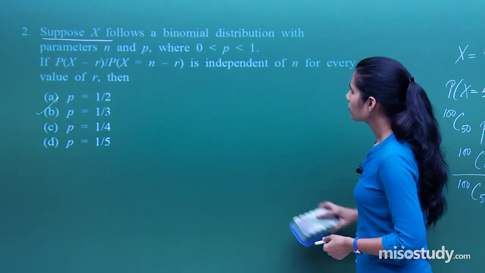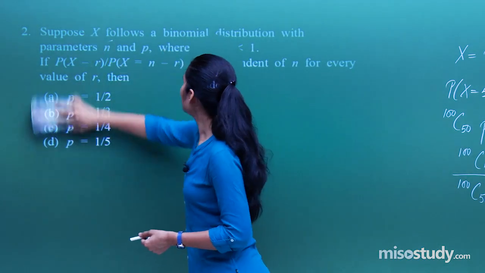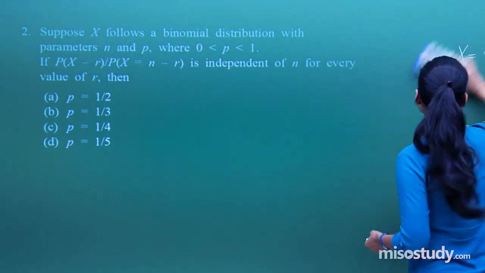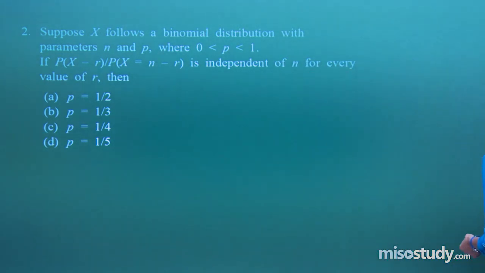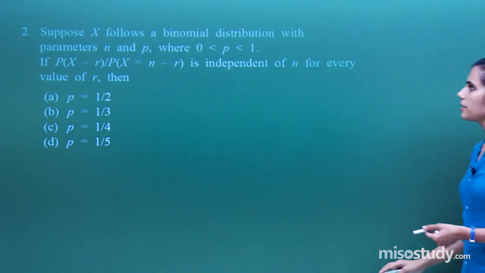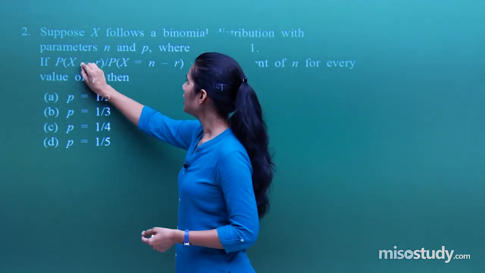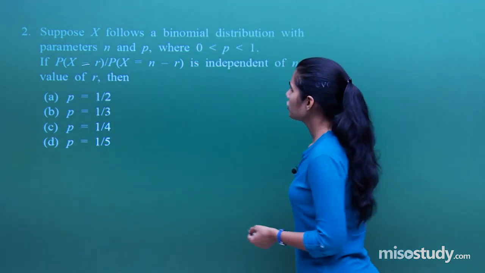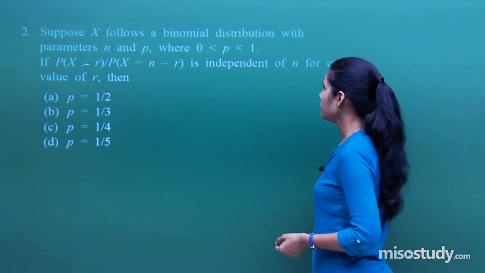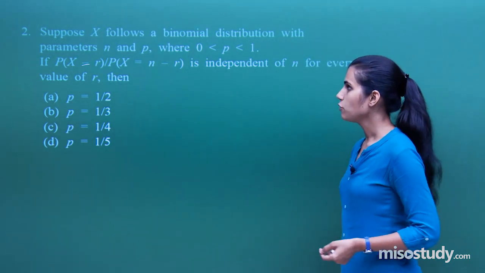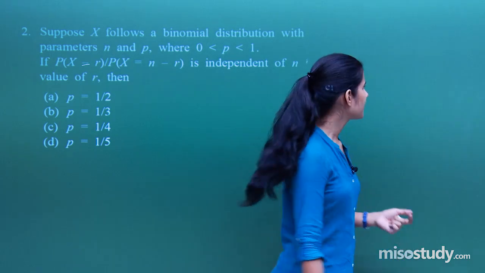Suppose x follows a binomial distribution with parameters n and p, where p is between 0 and 1. Obviously, if p is between 0 and 1, q, which is nothing but 1 minus p, is also between 0 and 1. That's obvious. That is the probability of failure. If probability of x equals r upon probability of x equals n minus r is independent of n for every value of r, then p is what?